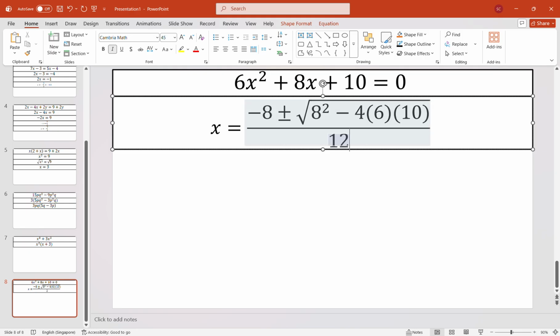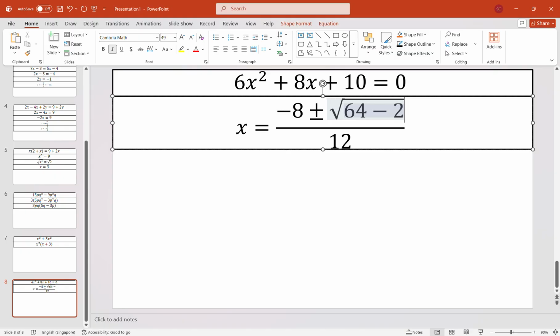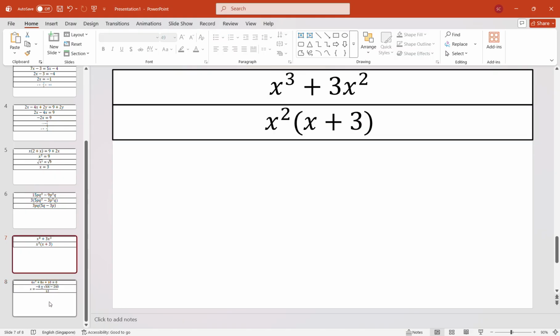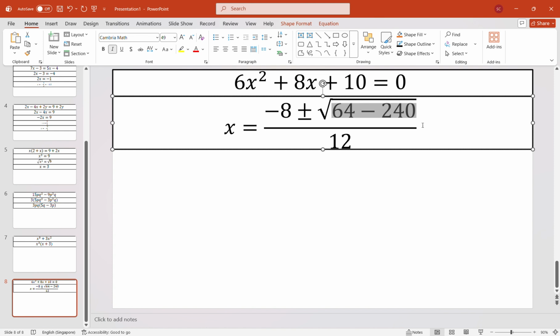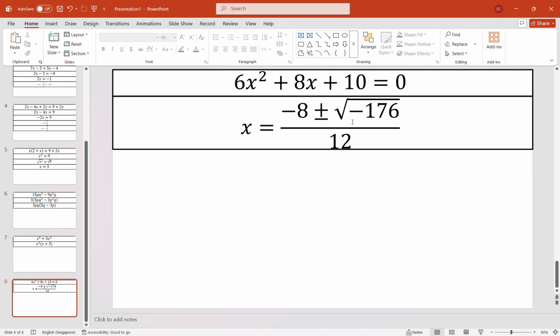This gives us 12. And then this gives us 64. Then 4 times 6 is 24, then times 10 equals 240. And then this becomes 64 minus 240, which is negative 176.